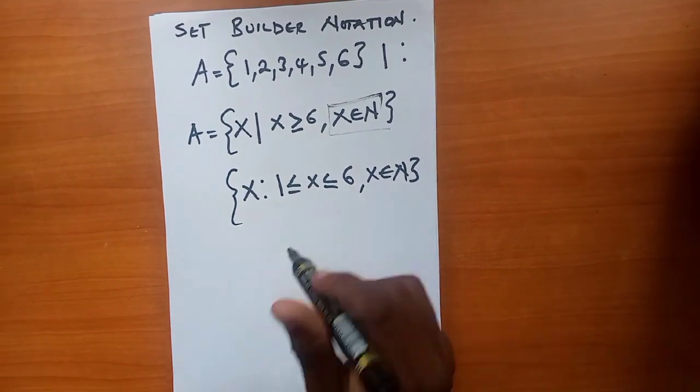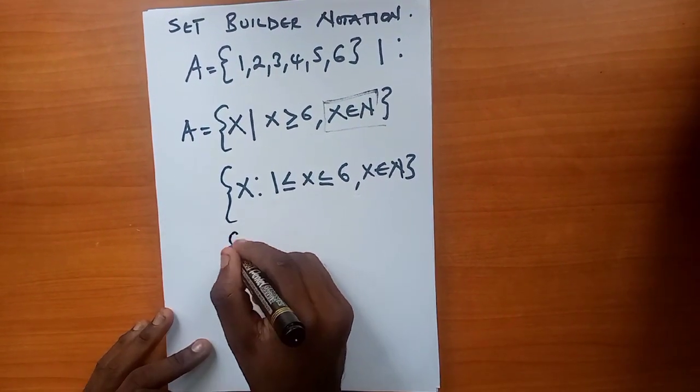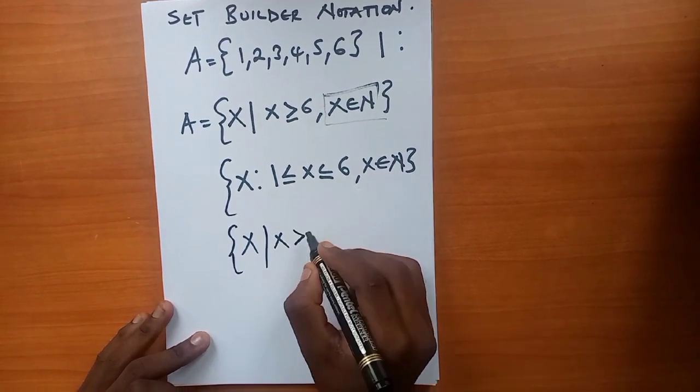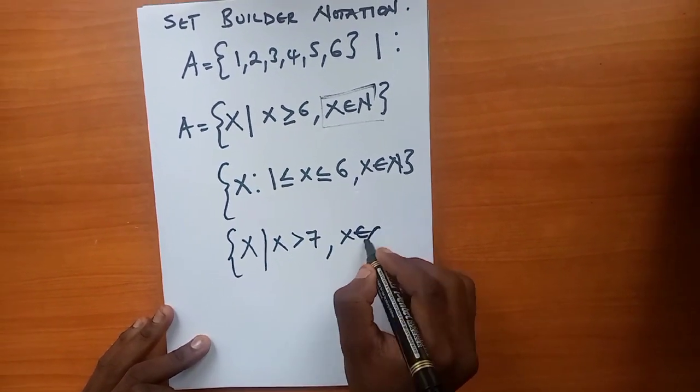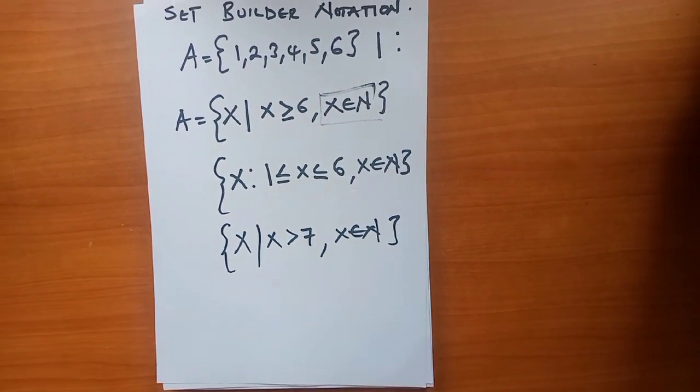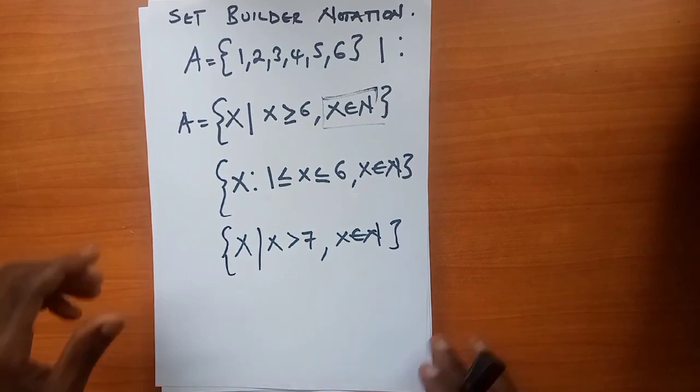Okay, so these are some of the ways. Another person can simply say X is such that X is less than 7, and X is a member of natural numbers. We know that natural numbers less than 7 are simply 1 up to 6. Okay, so this was the first example. Let's look at the second example.